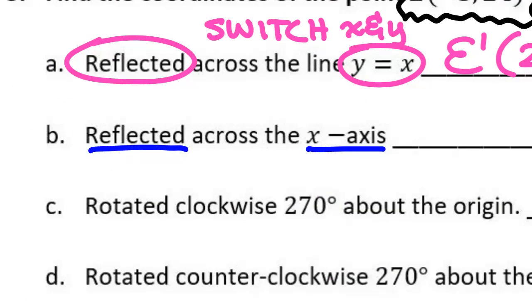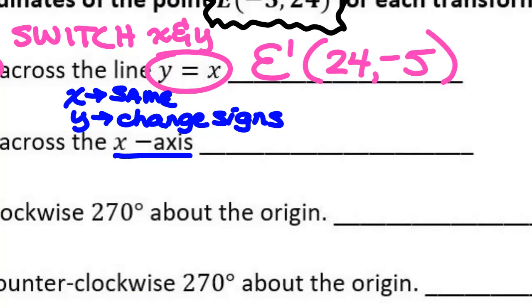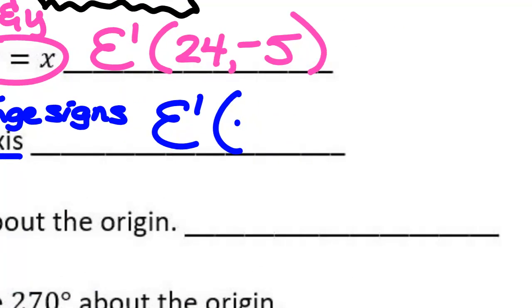Reflecting across the x-axis is what we're going to do next. What's the rule for reflecting across just the x-axis? X stays the same. Anything happen to y? Y changes signs. So my E prime, if x stays the same, would be what? -5 for the x part, and what would the y part be? -24.